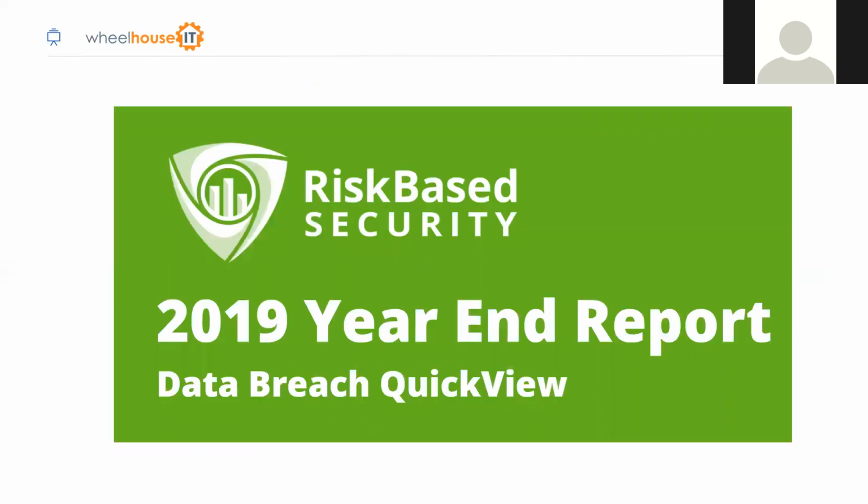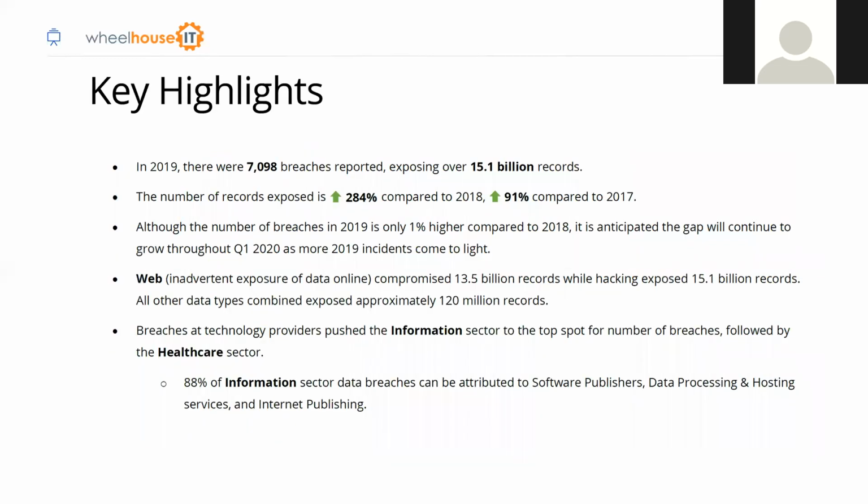So when we're looking at some of the statistics around data breaches in 2019, a new report was just done by Risk-Based Security, and some really interesting statistics came about. Looking at the key highlights, there's only about a 1% increase in breaches, which doesn't sound like a lot, but there's already a ton of them out there. But what was really interesting is the number of records exposed jumped up 284%, and that's 91% compared to 2017, to 2018, and then to 2019. With the breaches, these bad actors are going after something, and that is really centered around the data. Those are the crown jewels. And they're making money off of it, right?